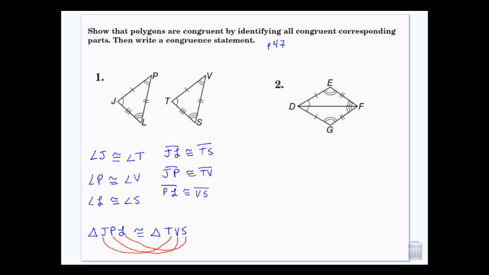All right, we go to the next triangle. I can't use just the letter for a lot of these, because if I say angle B, I'm talking about what angle? So I'm going to number these.